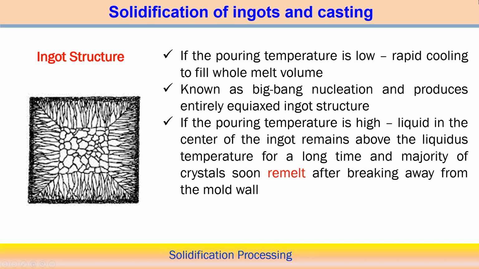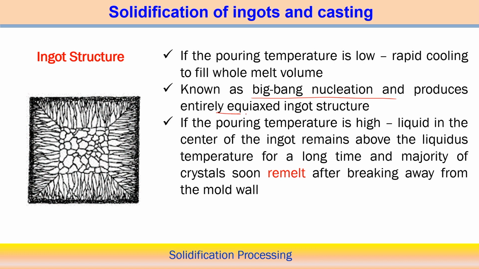So, for the characteristics of the chill zone, you can see that the overall solidified structure depends on the pouring temperature. For example, when the liquid does not have much superheat and you pour it very close to the melting point temperature, then rapid cooling of the overall melt volume might follow. In that case, big bang nucleation occurs throughout this volume and almost produces an entirely equiaxed ingot structure.